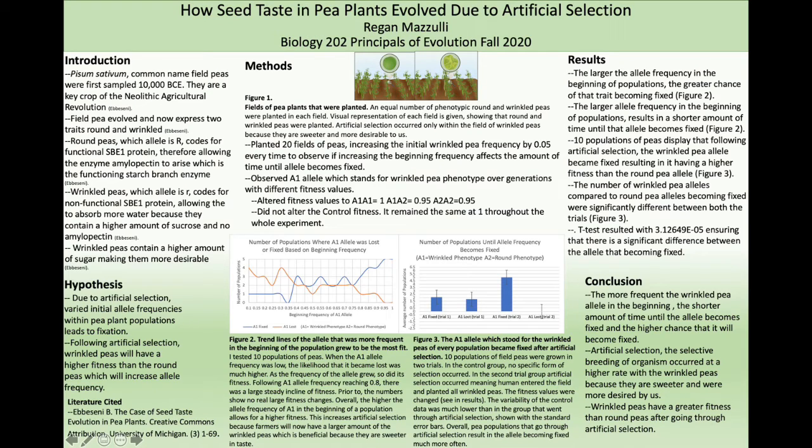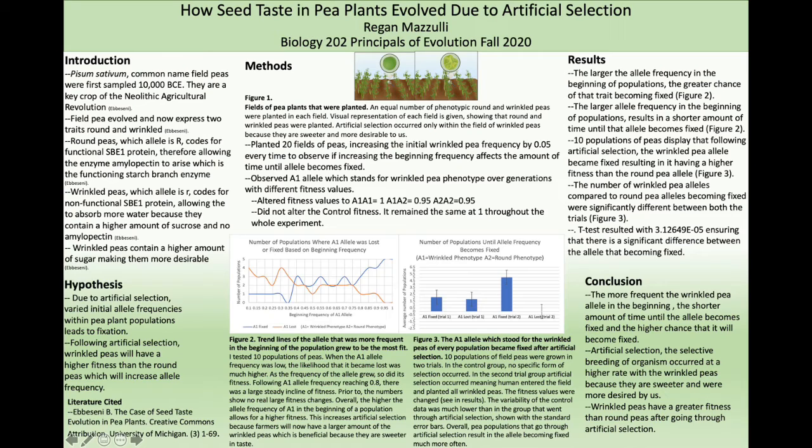So now we're moving on to figure 3. And this shows the A1 allele, which stood for the wrinkled peas in every population becoming fixed after artificial selection. So in the control group, the first 2 bars, we can see that there was pretty much equal time of the A1 allele becoming fixed and the A1 becoming lost.